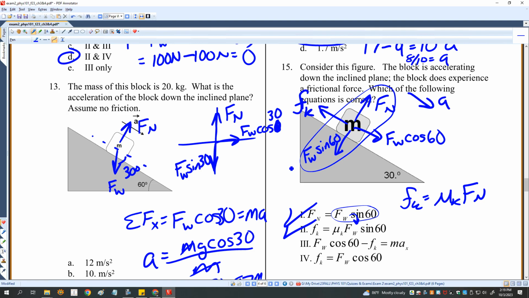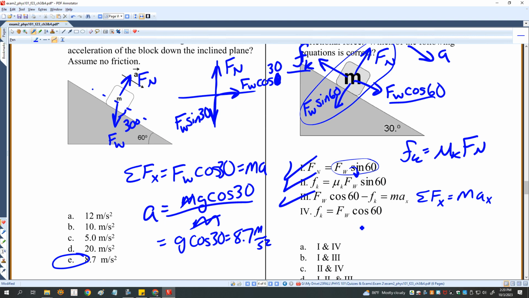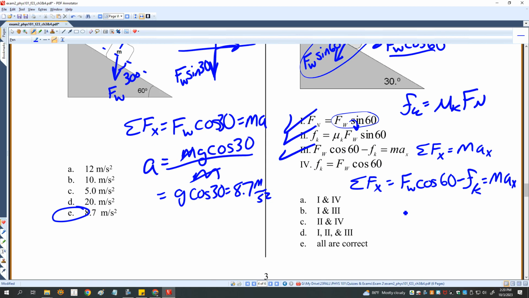Then Fw cosine 60 minus Fk equals max. That's this minus this equals max. Yeah, that's just the sum of the forces in the x direction equals max. So that's correct. And Fk equals Fw cosine 60. Okay, that's not correct because it is accelerating. So I could say that the sum of the forces in the x direction is Fw cosine 60 minus Fk equals max. But ax is not equal to 0, so that's not the answer.